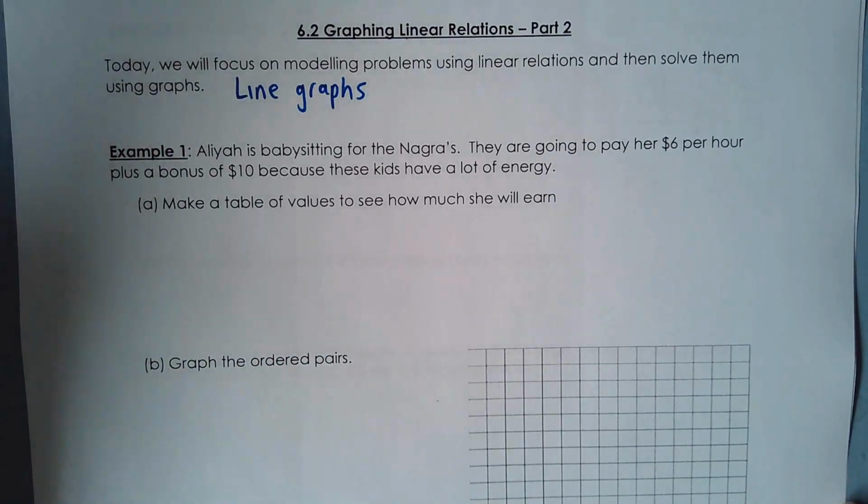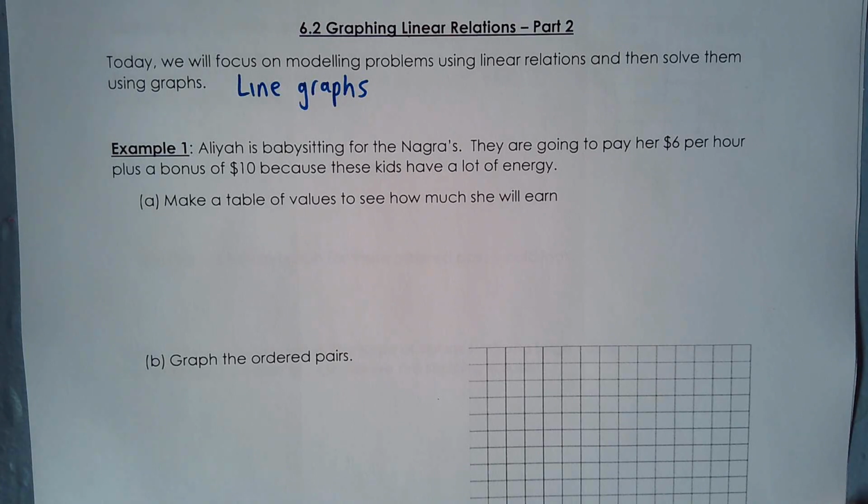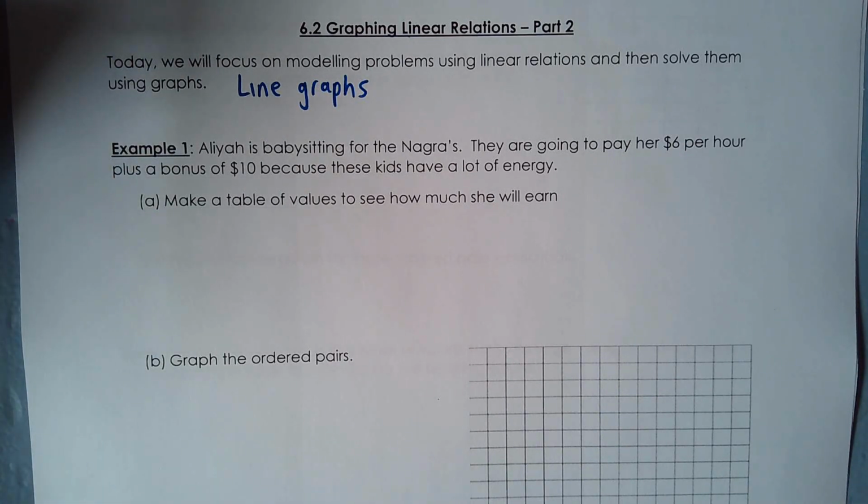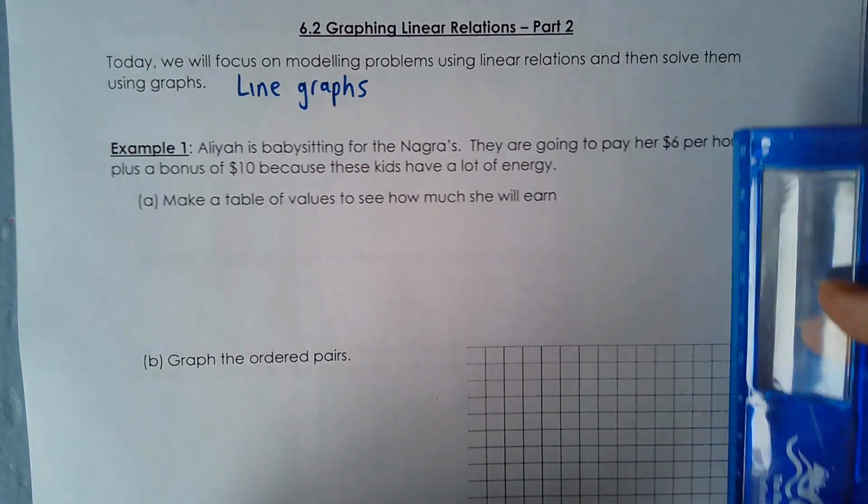So Aaliyah is babysitting for the Negras. They're going to pay her $6 an hour plus a bonus of $10 because these kids have a lot of energy. So part A, let's make a table of values. She wants to make a table of values to see how much she will earn. So let's start with that.